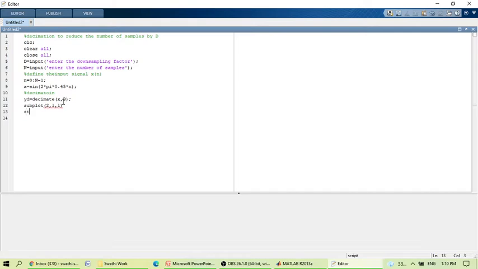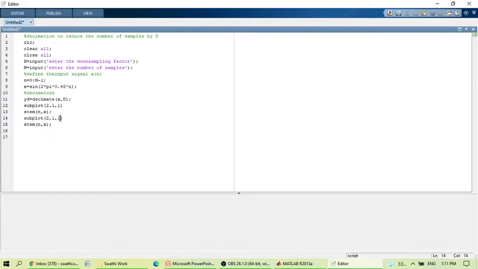Then since it is a discrete signal, I have to use the command stem. Instead of plot, I have to use the command stem. So stem n comma, and the input is what? X. So stem n comma x. Next, I have to plot the output variable also. So what is the output variable? Output sequence. I have saved in which variable? In the variable yd. So plot the output sequence.